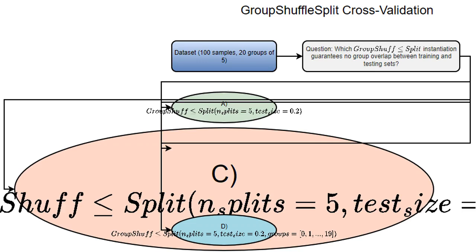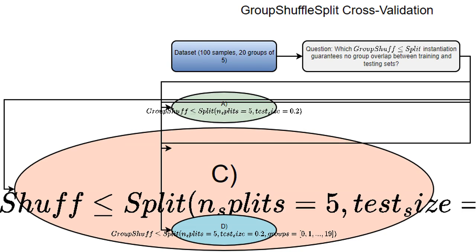Finally, this is the correct option. This time, everything is in place. 5 folds, n_splits equals 5, a test size of 20%. test_size equals 0.2, and most importantly, the groups parameter is specified: 0, 1, ..., 19. It tells GroupShuffleSplit how to respect the group structure during the split.